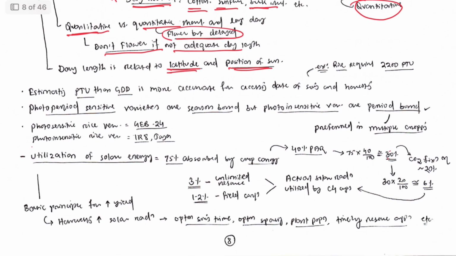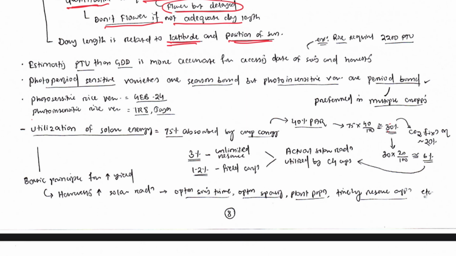Now, estimating the photothermal unit and growing degree day. The photothermal unit is more accurate than growing degree day for assessing the date of sowing and harvesting. Previously we used to use growing degree day or the heat unit concept, and we will discuss it in detail. So growing degree day is basically, there is a base temperature.